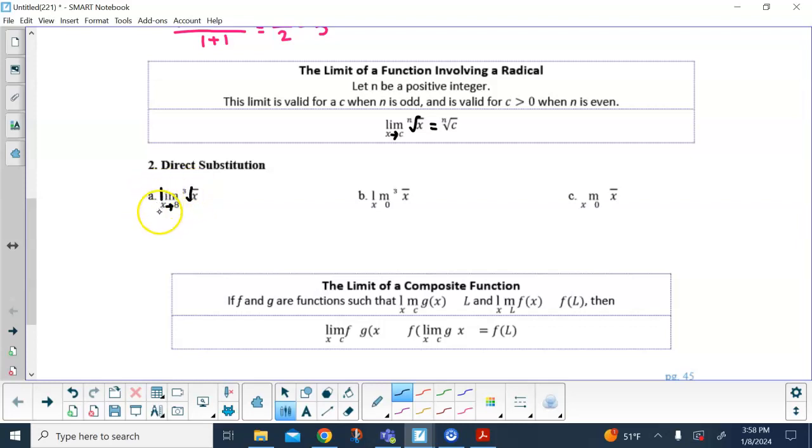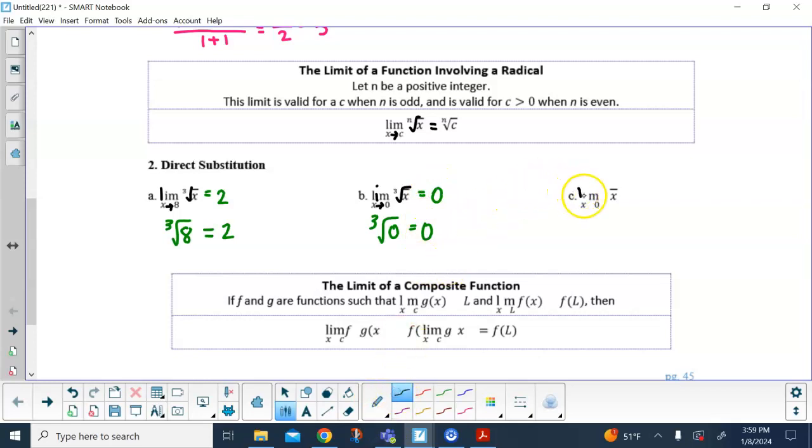So in letter A, the limit as x approaches 8 of the cube root of x. You can simply attempt direct substitution. If it works, great. If it doesn't work, then you'll drop back and punt again, and we'll learn how to do that on Thursday. So the cube root of 8 is simply 2, so that limit would equal 2. In the second one, you've got the limit as x approaches 0 of the cube root of x. So again, cube root of 0, we're going to use that direct substitution. The cube root of 0 is 0, so that limit would equal 0.